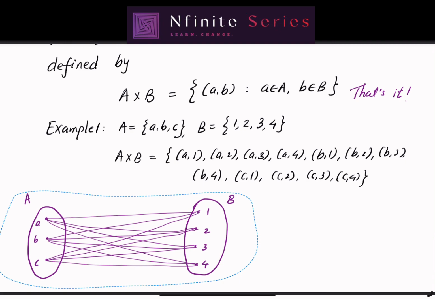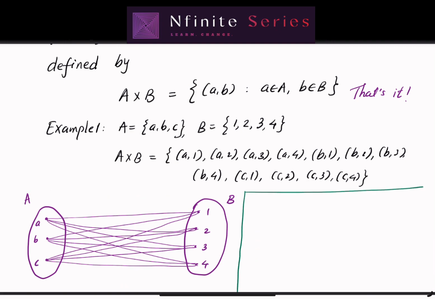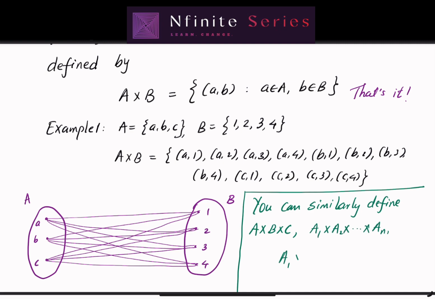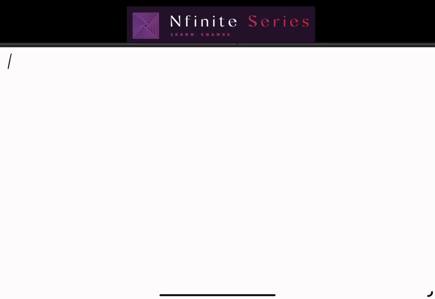Very well. In fact, now that we have defined the Cartesian product of two sets, you can similarly define the Cartesian product for three sets, A cross B cross C, or for finitely many sets or infinitely many sets in a natural way. Very well. Let's move on and consider the concept of relation.